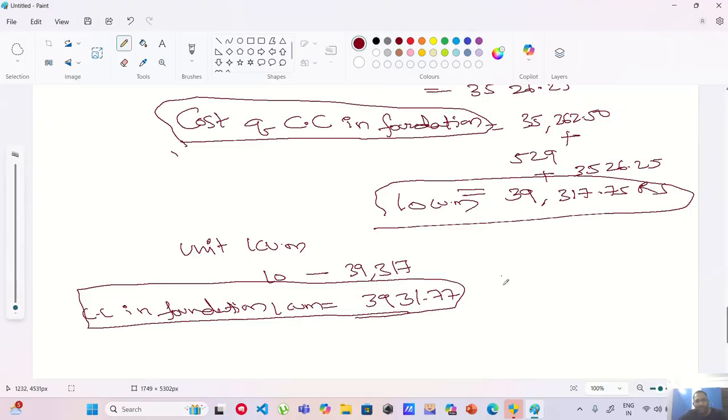In the next video we'll see how to calculate the cement or RCC work in beams and RCC work in columns. Okay, so thank you so much.